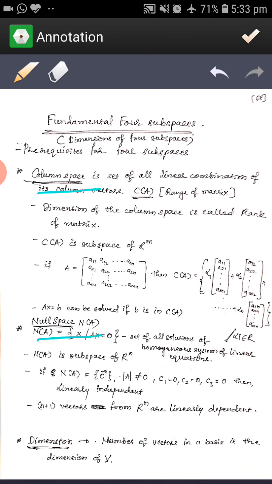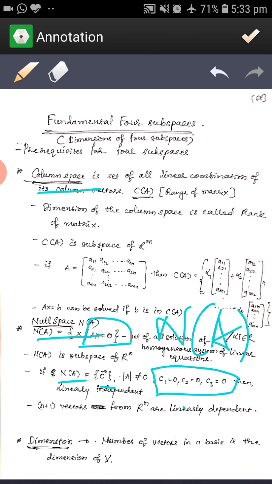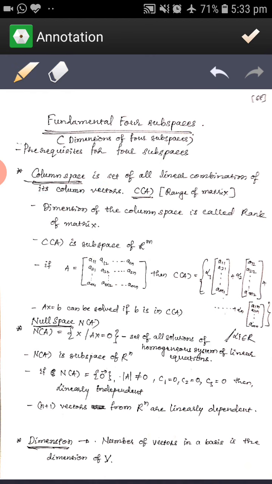The next subspace we call the null space. We know that the null space consists of vectors satisfying Ax equal to 0. If the null space contains only the zero vector, then we say that c1 equal to 0, c2 equal to 0, and c3 equal to 0, and we call it linearly independent. And if the determinant is not 0, then also we call it linearly independent.